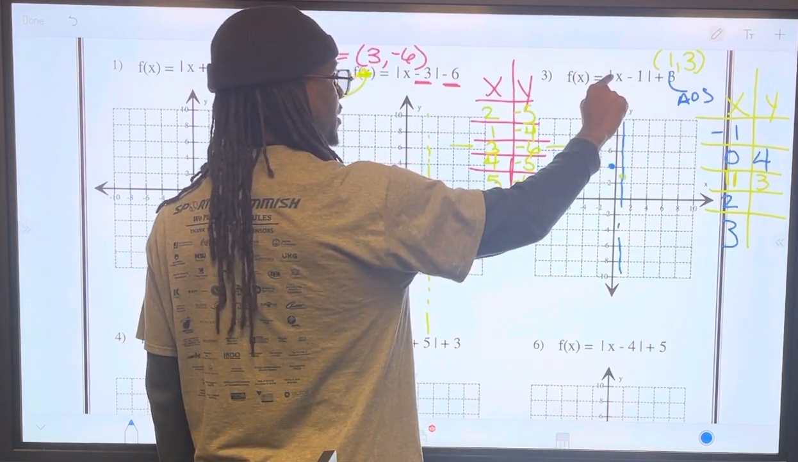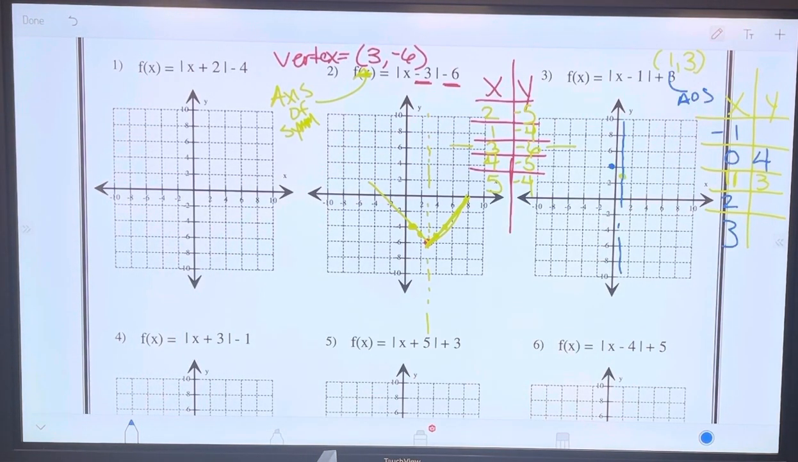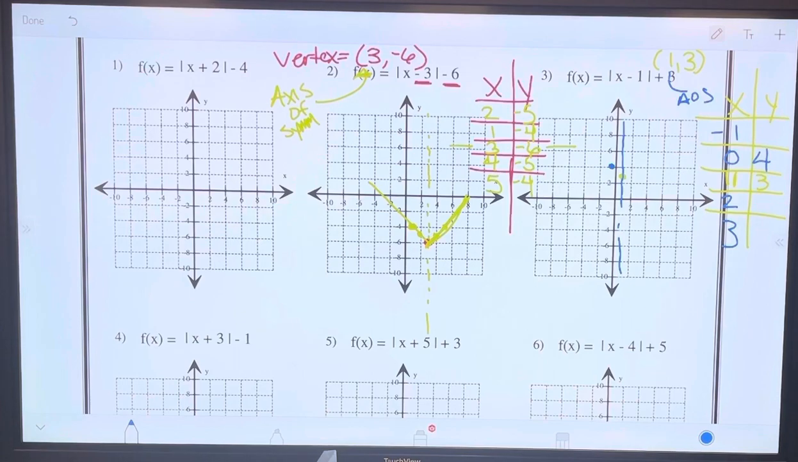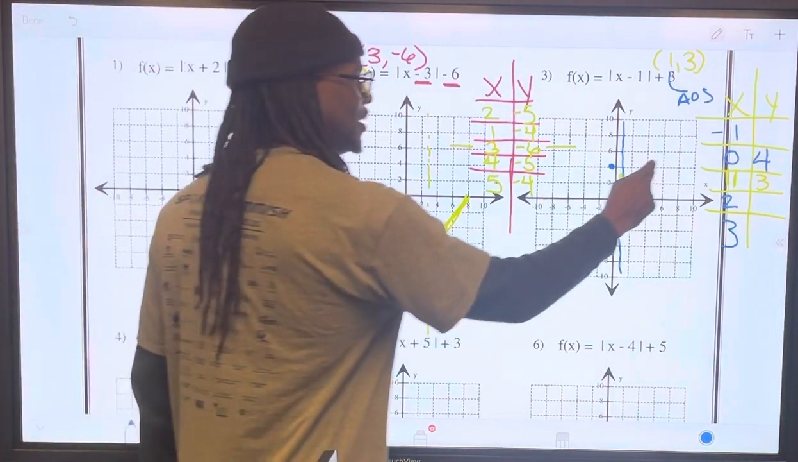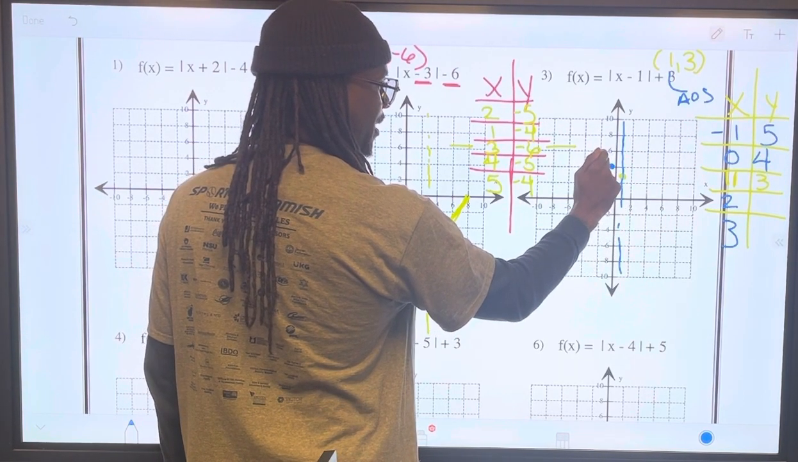Tiago, negative 1. Negative 1 minus 1? Absolute value? No, it's 2. Negative 1 minus 1. Oh, you said it's absolute value. Yeah, so negative 1 minus 1 is negative 2. And then it's in absolute value, so 2. And then 2 plus 3, 5. Then you got negative 1 and 5.